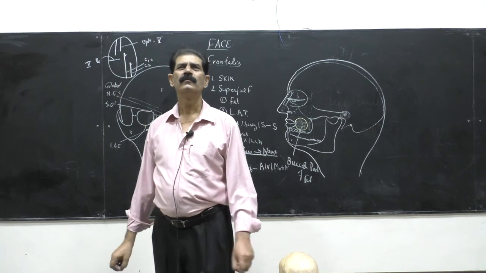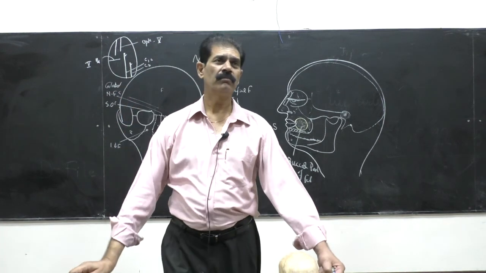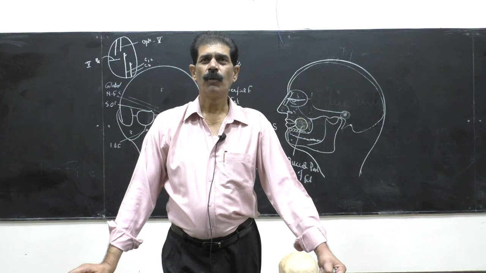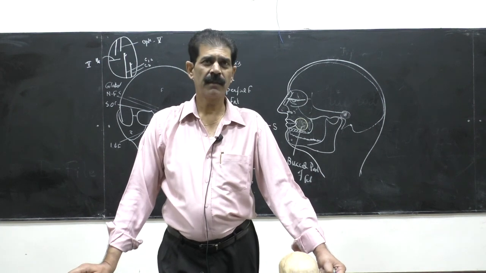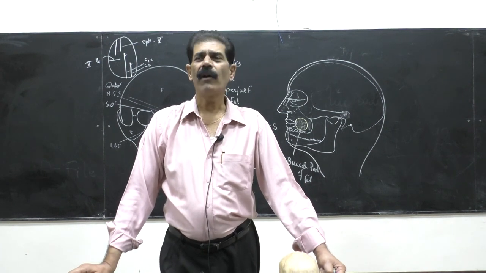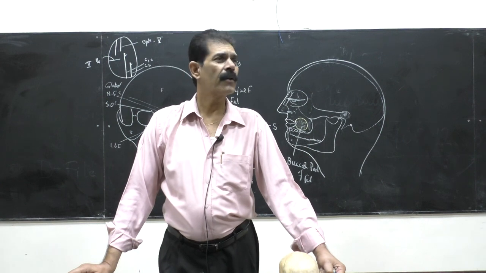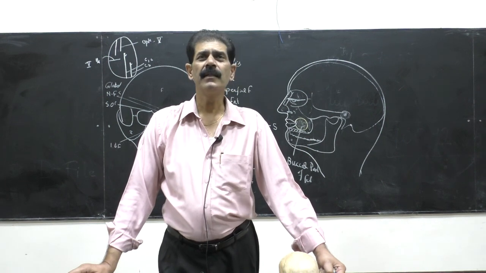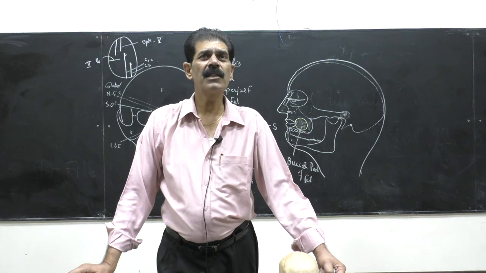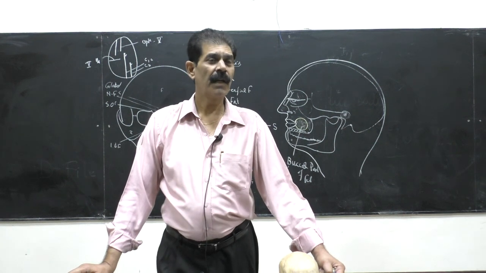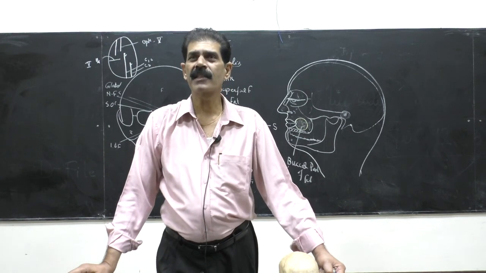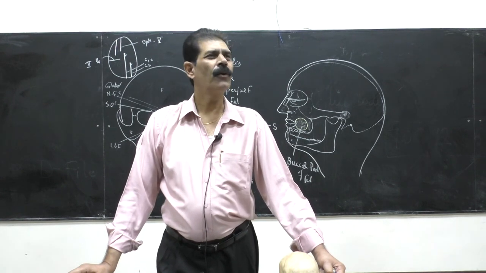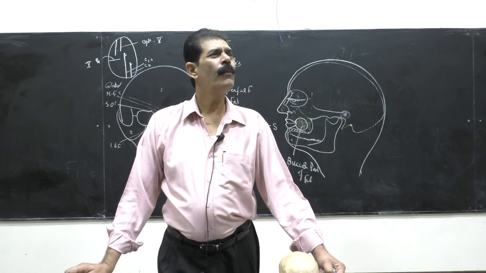And what is the root value of the lesser occipital? C3. So you should know the root values also. They are very, very important. Who will write the root value? They will give the bonus marks. So root values are with the spinal nerves, as the brain is attached with 12 pairs of cranial nerves. The spinal cord is attached with how many pairs? 31 pairs of spinal nerves. And all of the spinal nerves are mixed. They are both sensory as well as motor.